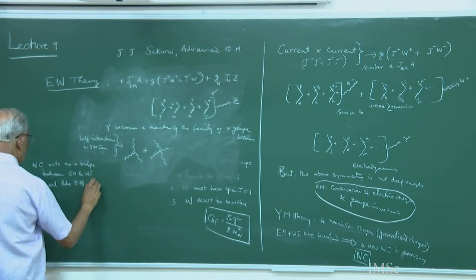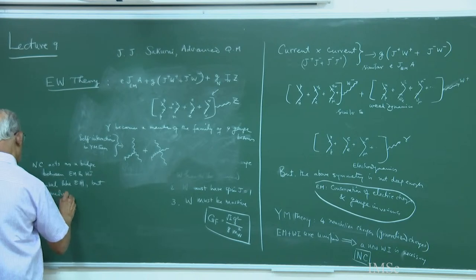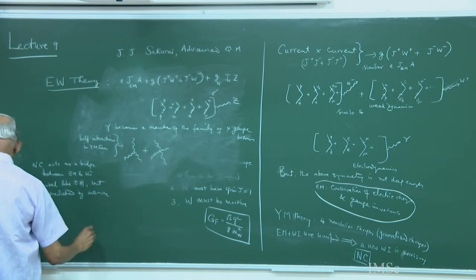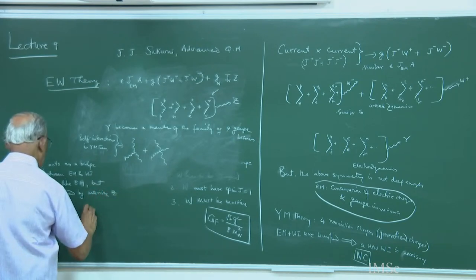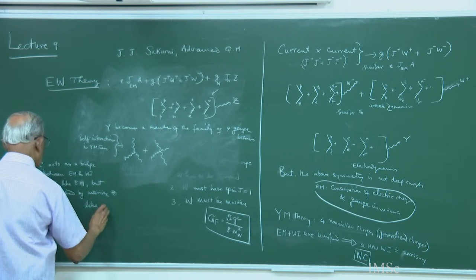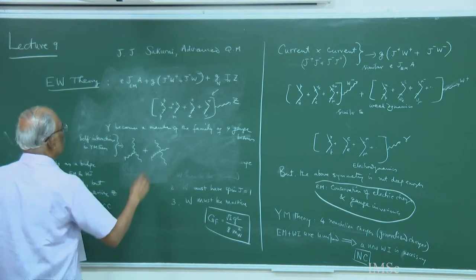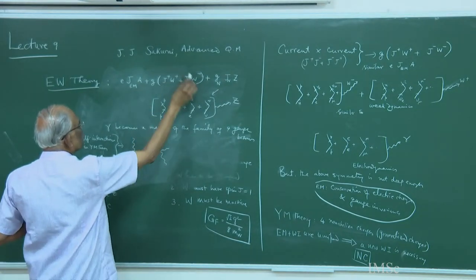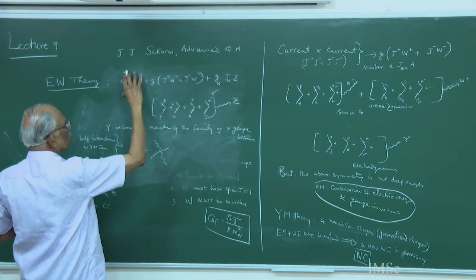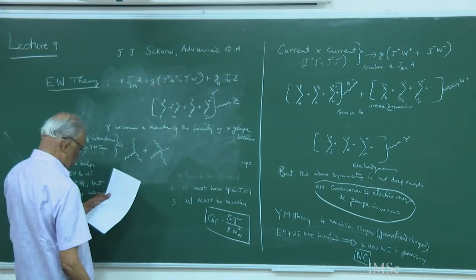But it is mediated by a massive mediator, like the original weak interaction, like the charged current weak interaction. So neutral current weak interaction is in some sense a bridge between these two. It shares some features of this and some features of this.